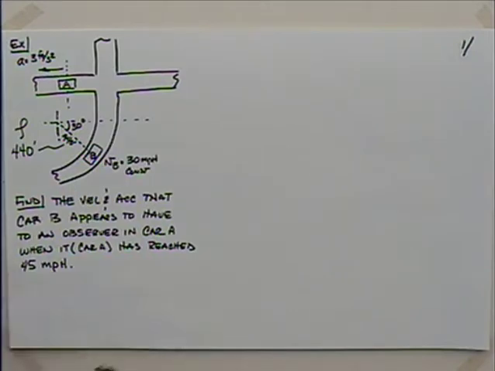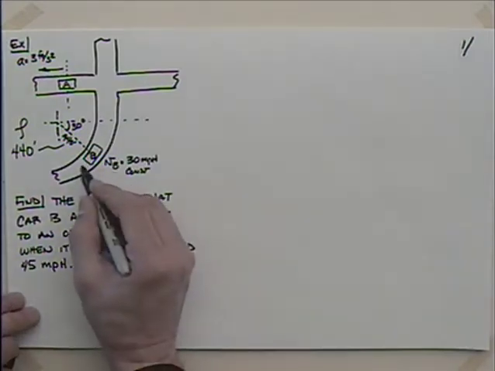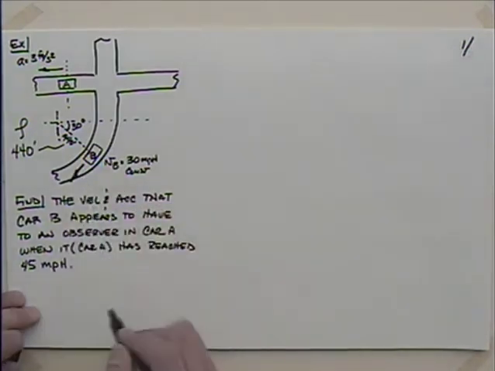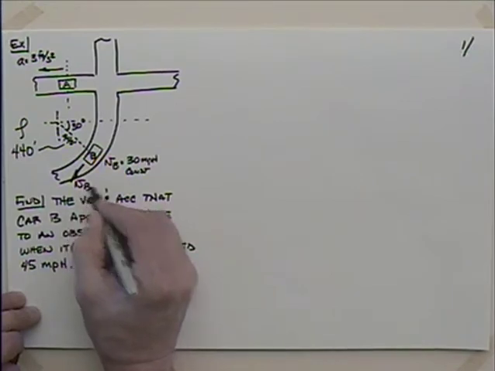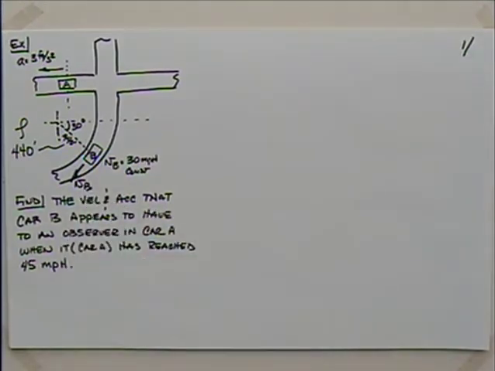And we're told that the velocity of car B is 30 miles per hour, and it's going to be in that direction. So the tangential direction, that's the velocity of B. So it's also moving away from the intersection, and it's a constant value.